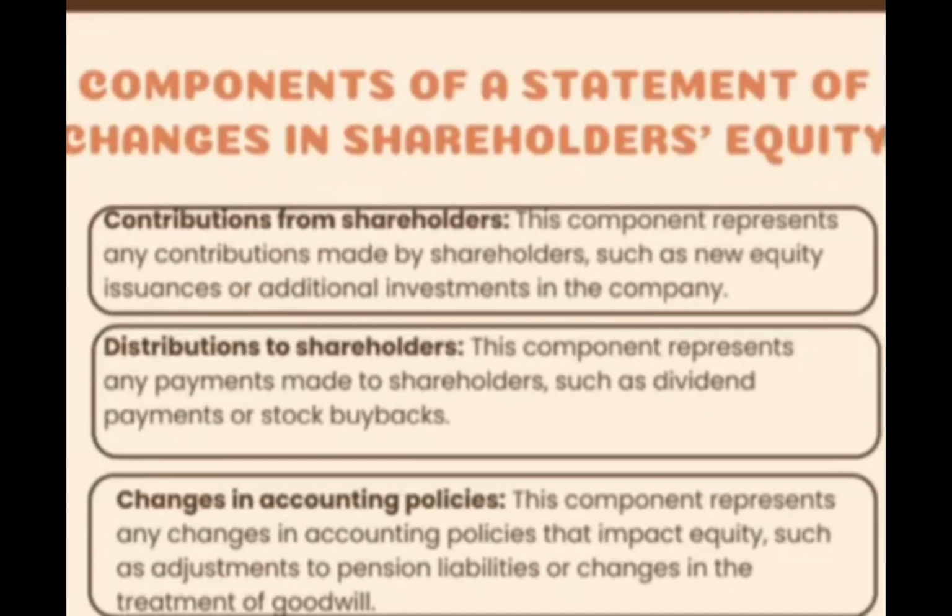Components of statement of changes in shareholders' equity. The first one we have is contributions from shareholders. This component represents any contribution made by shareholders, such as new equity issuances or additional investment in the company. It means a shareholder contribution is made by bringing money or assets into the company. What is contributed must have value to the company. One way to contribute assets is to waive a debt owed by the company, such as a claim for expenses recorded as a debt to the shareholder.